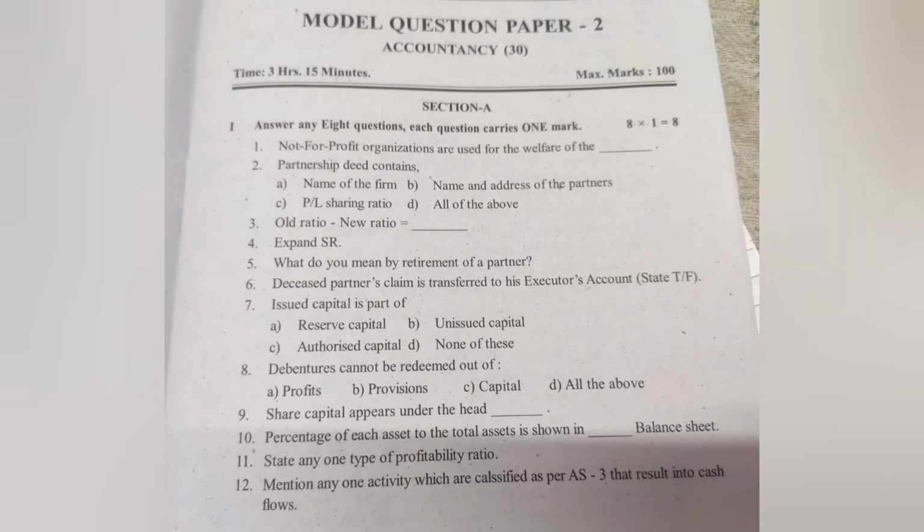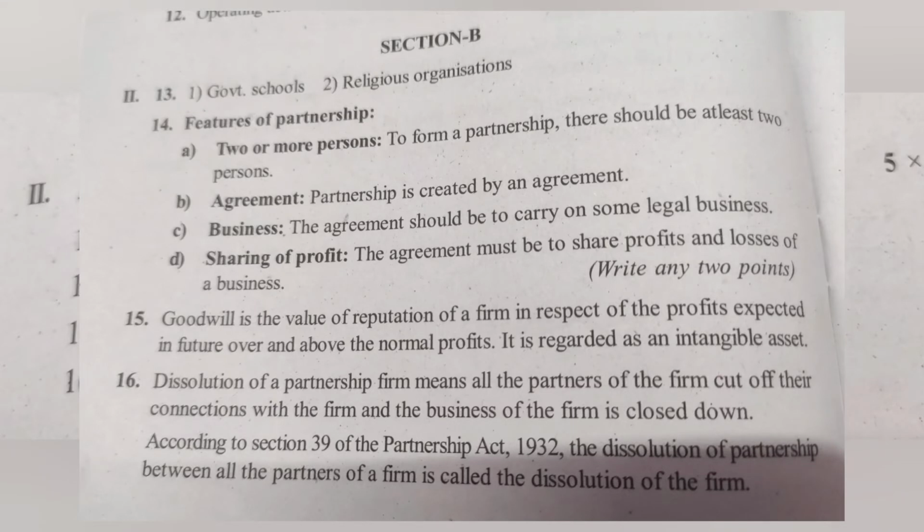First question is, state any two examples of not-for-profit organization. And then we have features of partnership, meaning of goodwill, and meaning of the dissolution of a firm. So the first question's answer is government school and religious organization. So they are considered as examples of the not-for-profit organization.